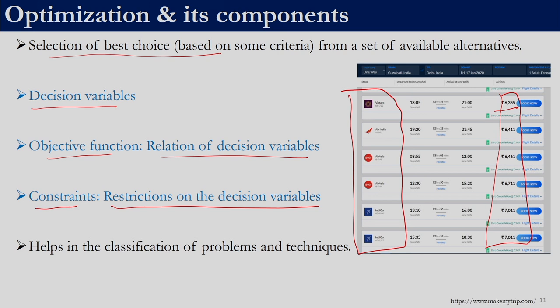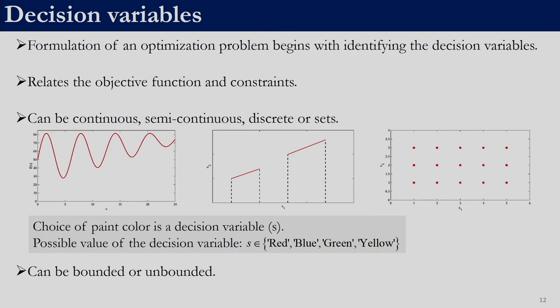The nature of the decision variable, objective function and constraints helps in the classification of problems, and in many cases it even helps in the classification of techniques. So let us look into each of the components in a little more detail. The formulation of an optimization problem starts with identifying the decision variable, because we need to know what can be changed so as to improve the objective function. If we are not allowed to alter anything, there is nothing to optimize.